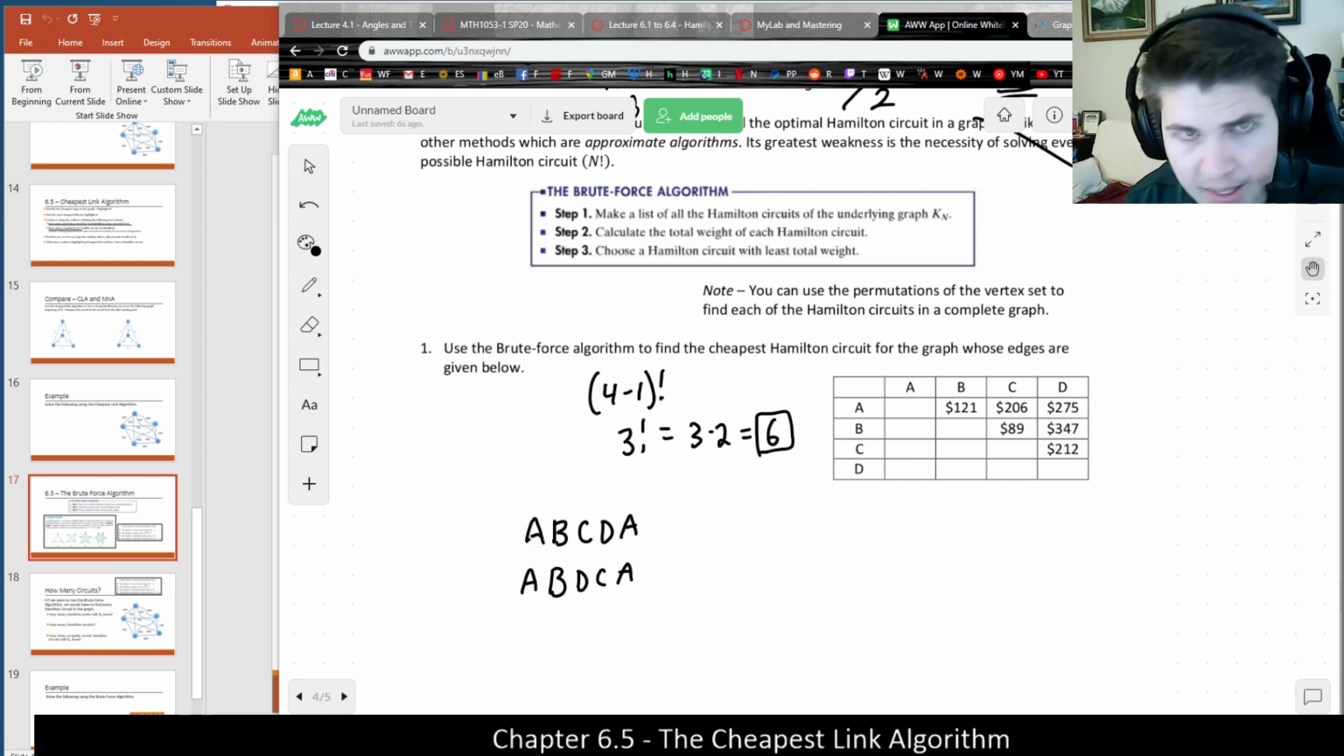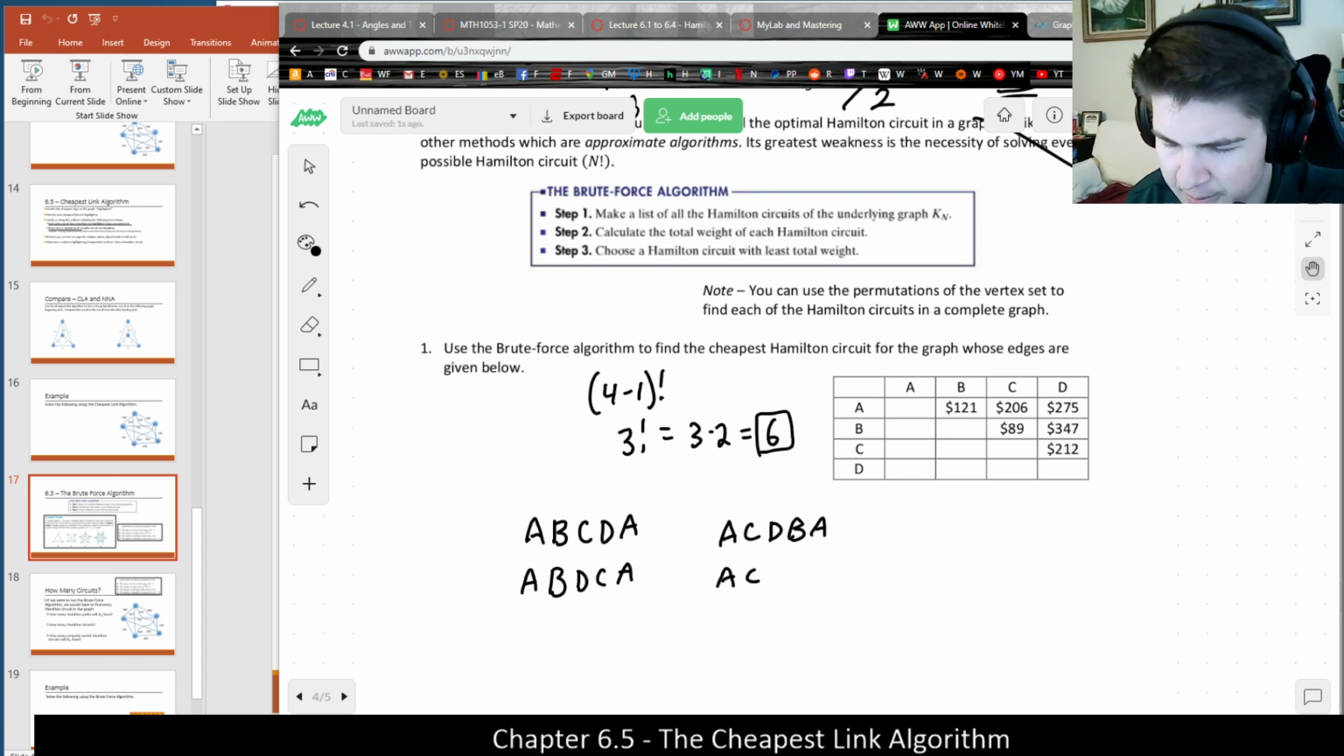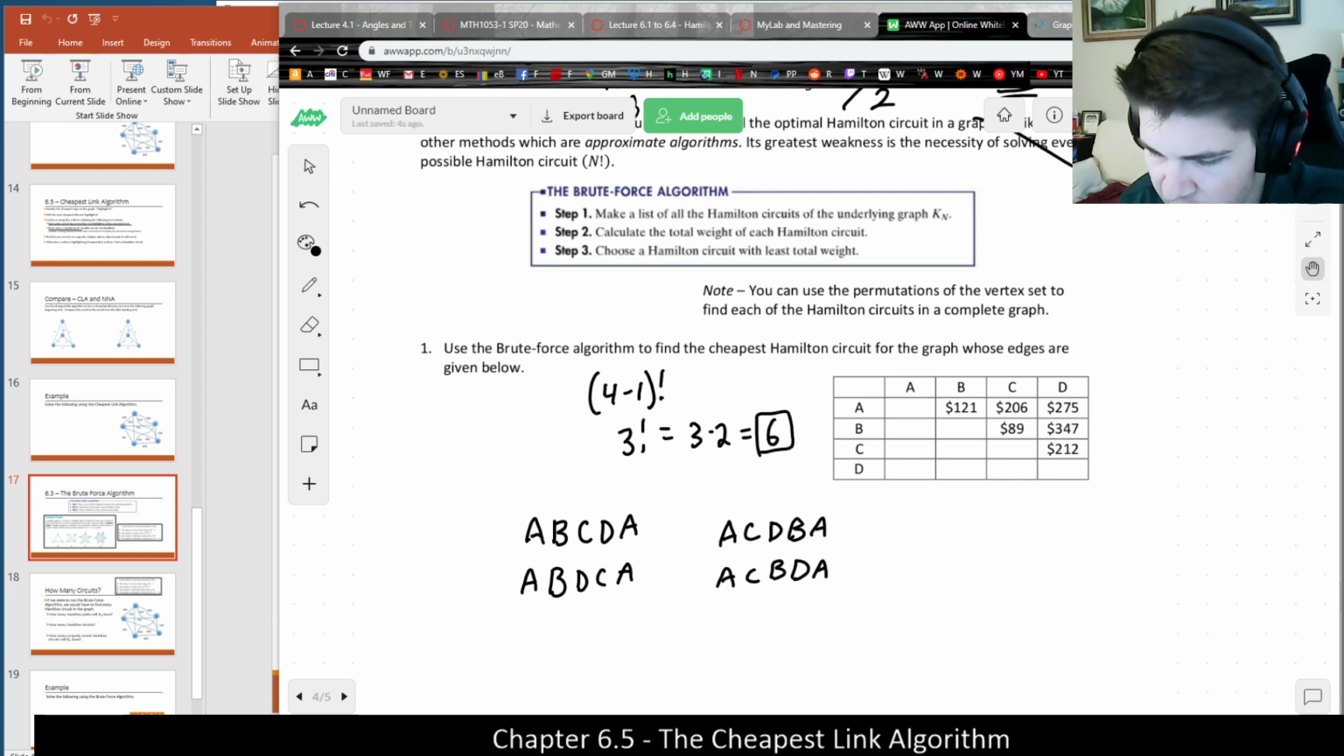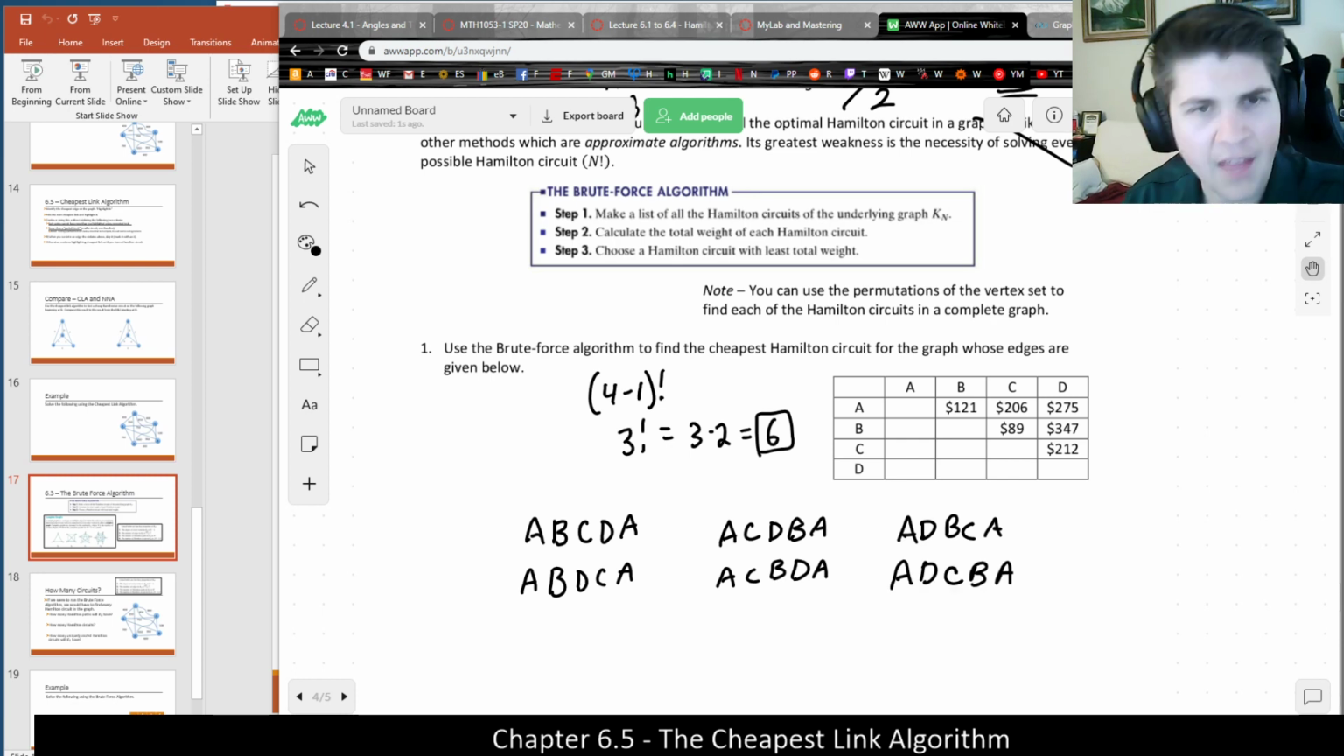That's the only way to do A, B. I could also do A, C, D, B, A, or A, C, B, D, A. So notice how I'm fixing 2, permuting 2, fixing 2. And then I could do A, D, B, C, A, or A, D, C, B, A. And that would give me all 6 of my unique Hamilton circuits in this case. And then I need to find the weights of each one of those and choose the best option.